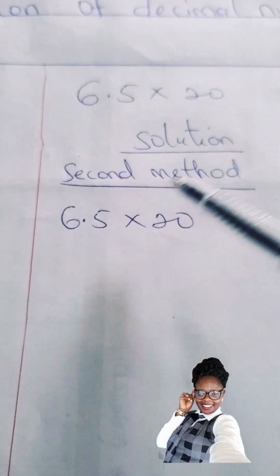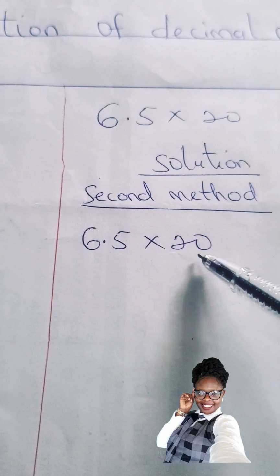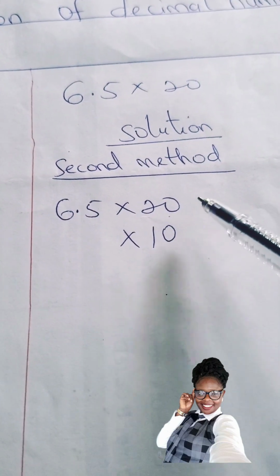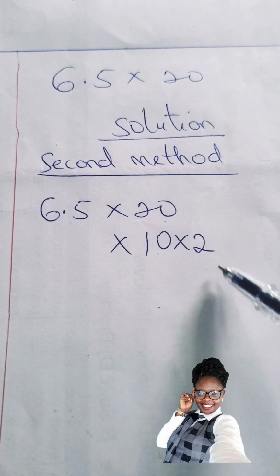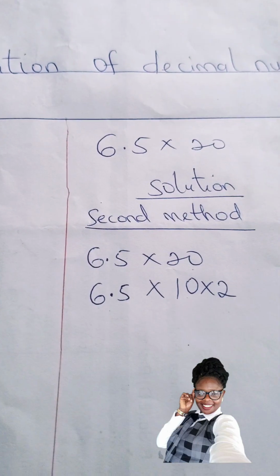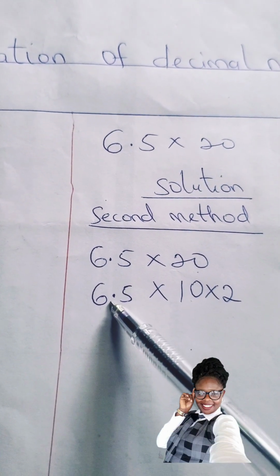And here is the solution using the second method. 6.5 times 20. This 20 you divide by 2. And when you divide 20 by 2, the answer is 10. That is, 10 times 2 equals 20. So you now bring your 6.5 down, just like this. After which this 10 comes this way to be multiplied with 6.5.